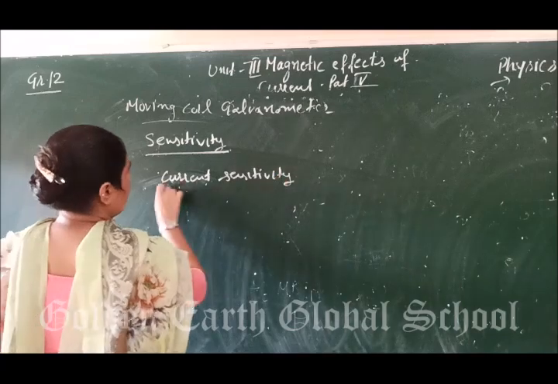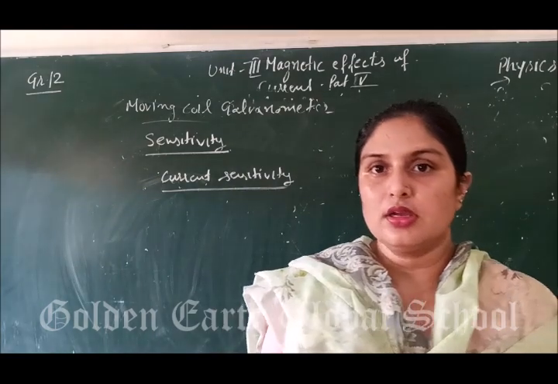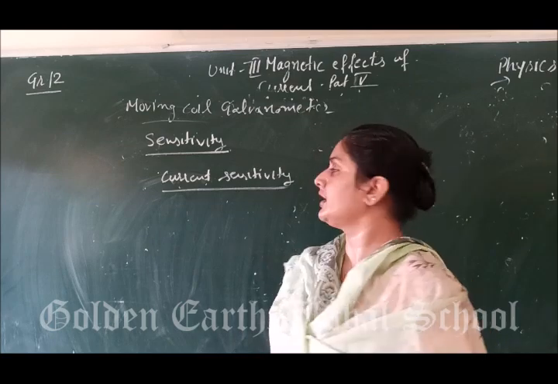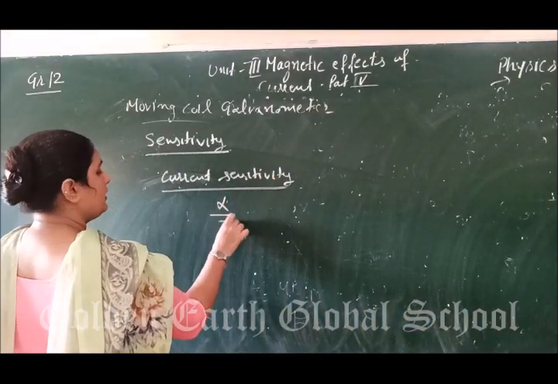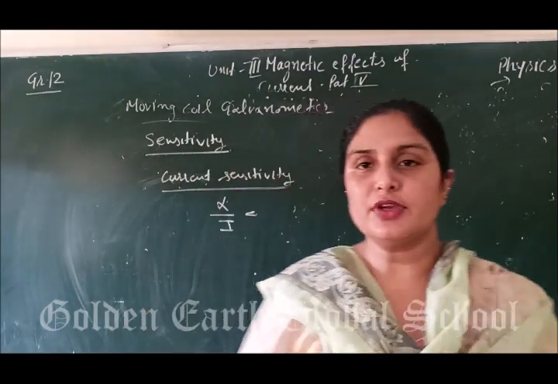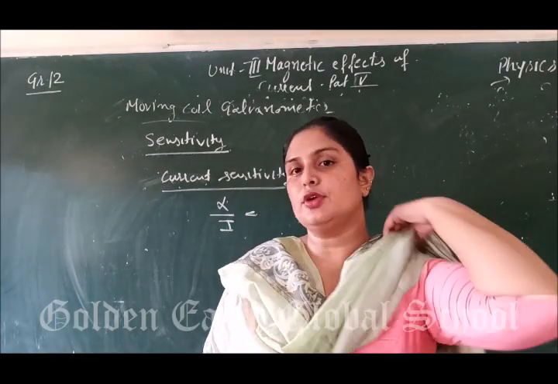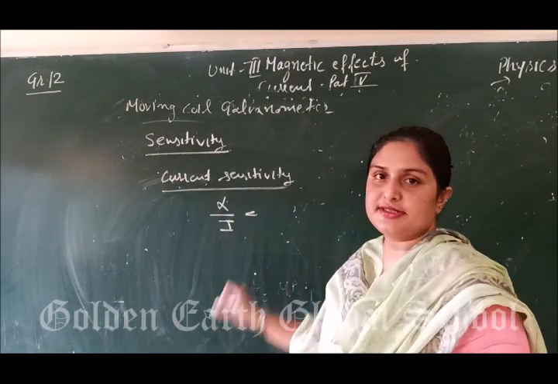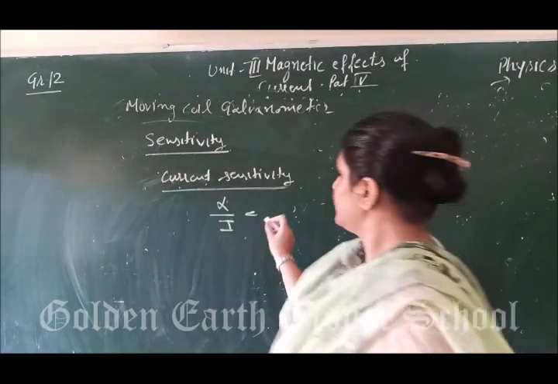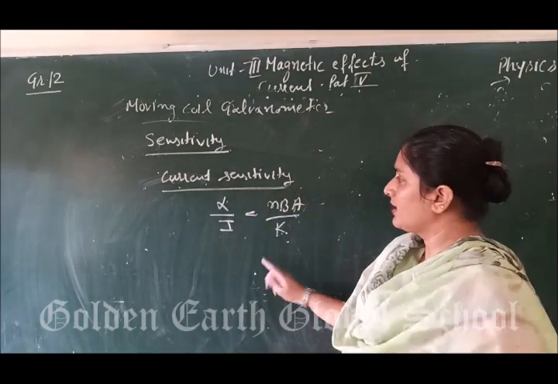Current sensitivity. What is the current sensitivity? Current sensitivity means the deflection per unit current. The deflection produced per unit current is called the current sensitivity. It means we pass unit current through the galvanometer, and the deflection produced is called the current sensitivity. Current sensitivity is equal to deflection per unit current, and that is given by, as we have done, NBA upon K. This is the current sensitivity.